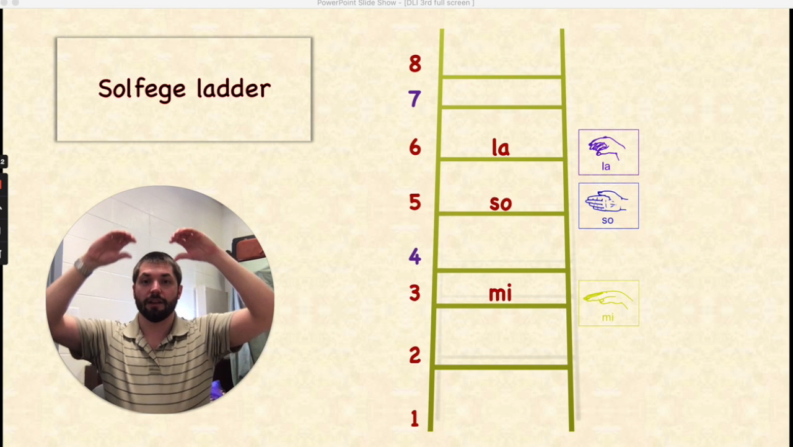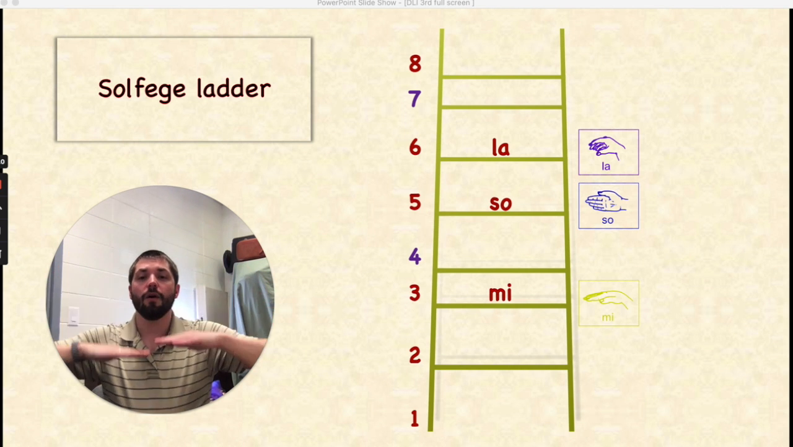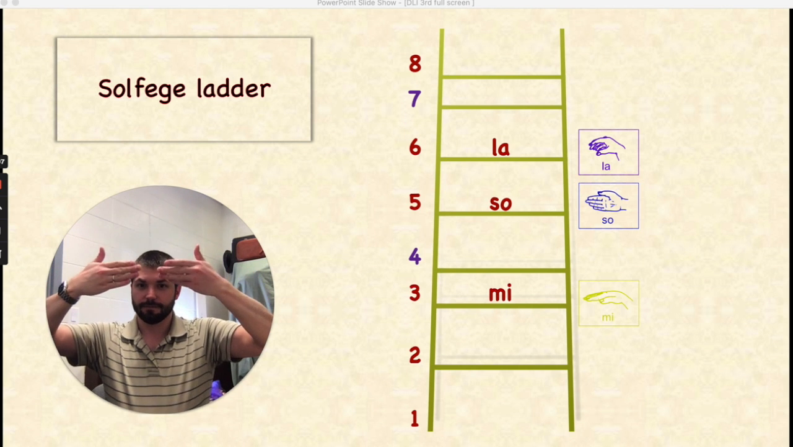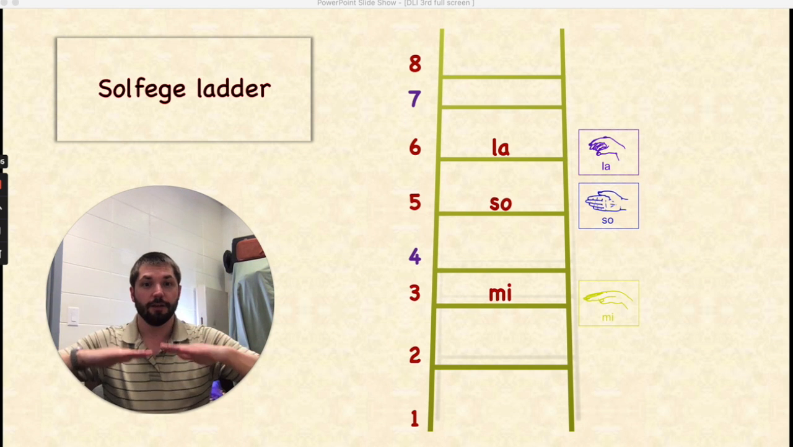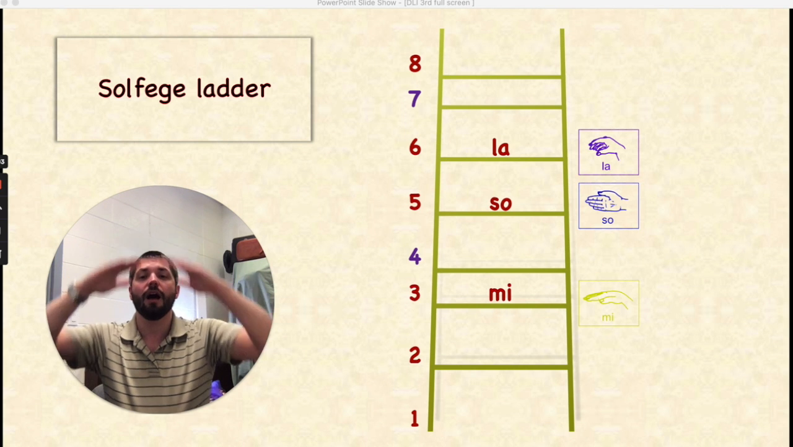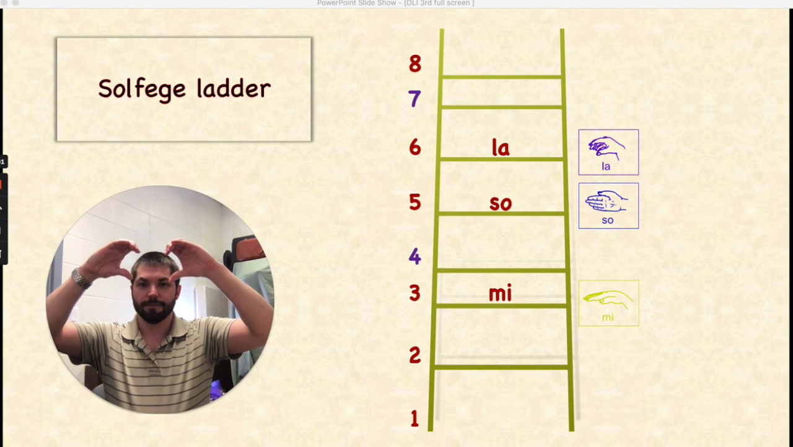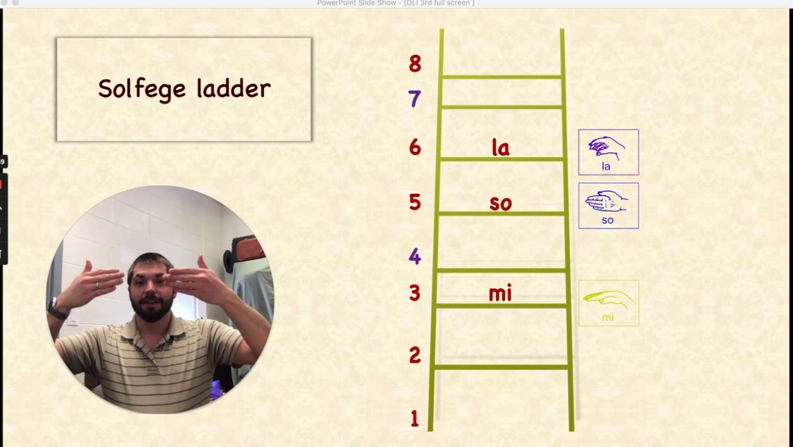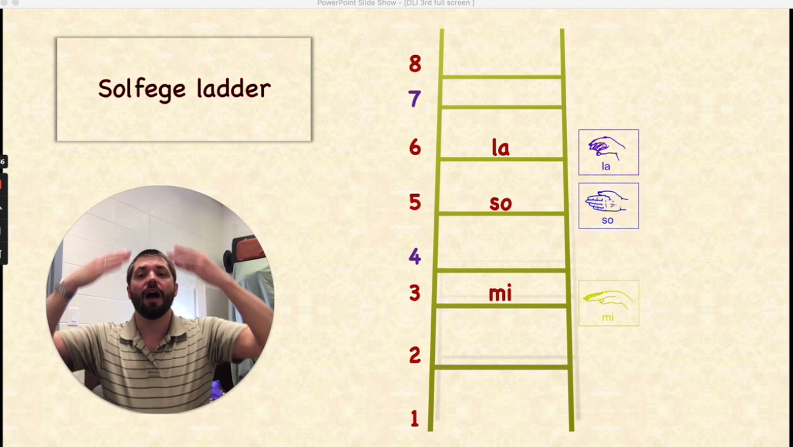Let's try going from high to low. La, so, mi. Or low to high. Mi, so, la. Or skipping around. So, mi, la, so.